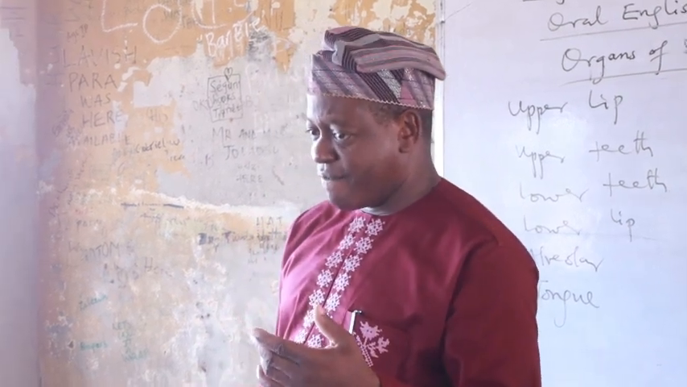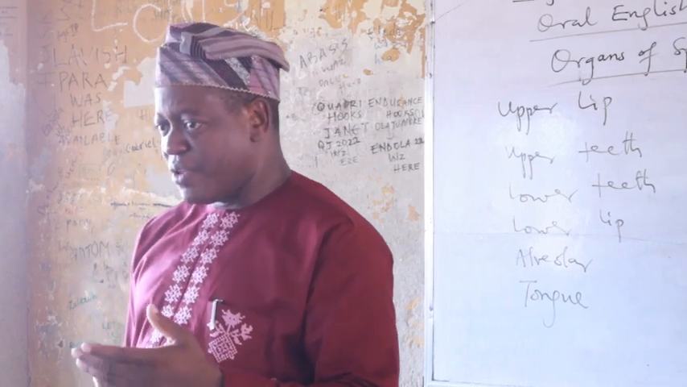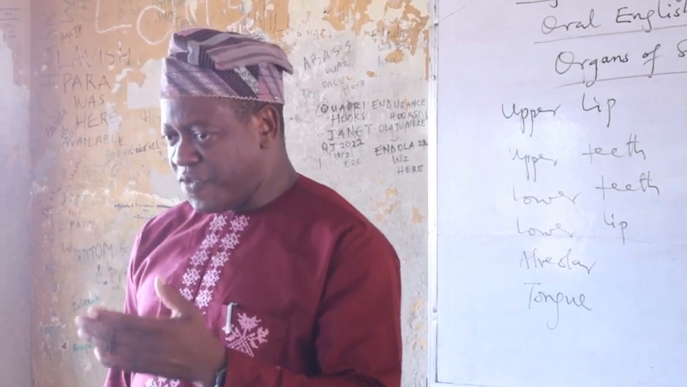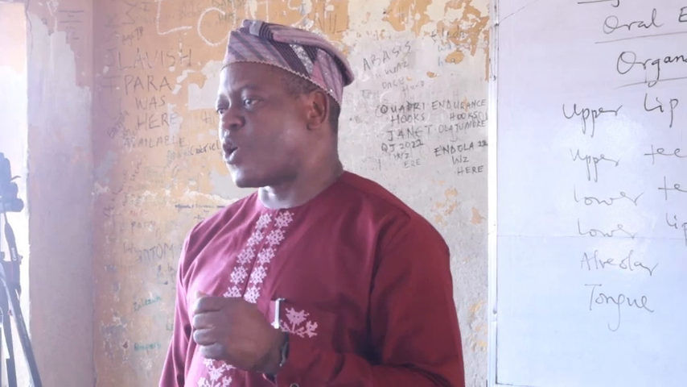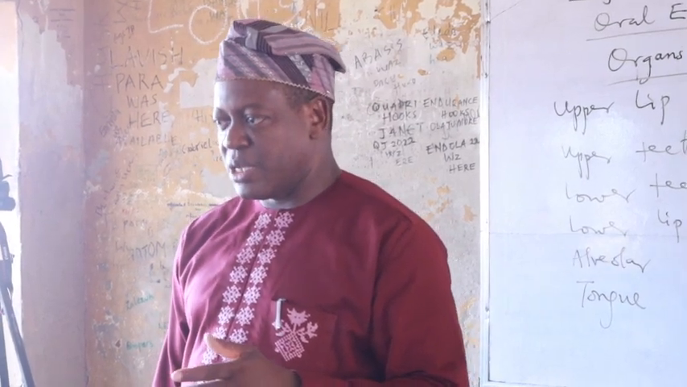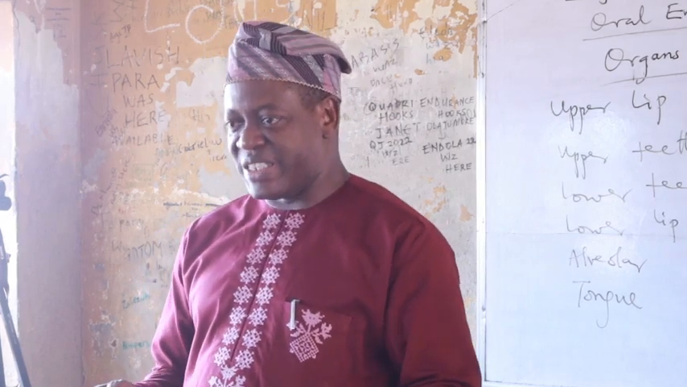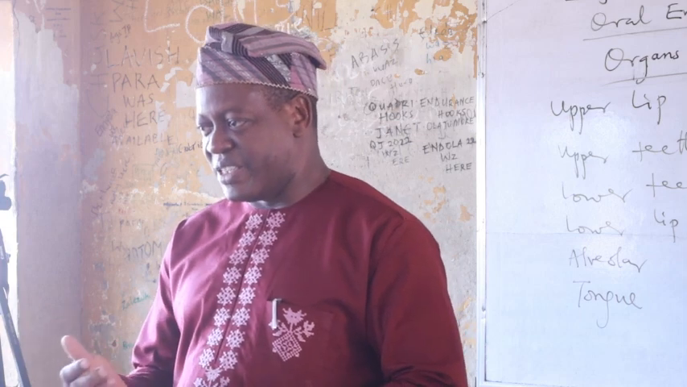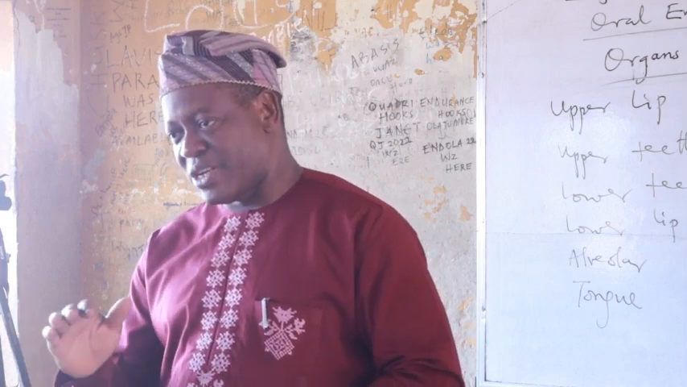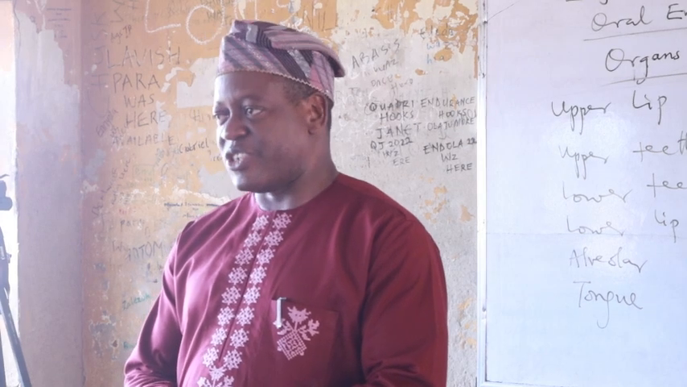Try it. F, V, V. Now, we call them labiodental sounds. What do I call it? Labiodental. Labio means lip, dental means teeth. So both the lip and the teeth interact, and you pronounce those labiodental sounds.